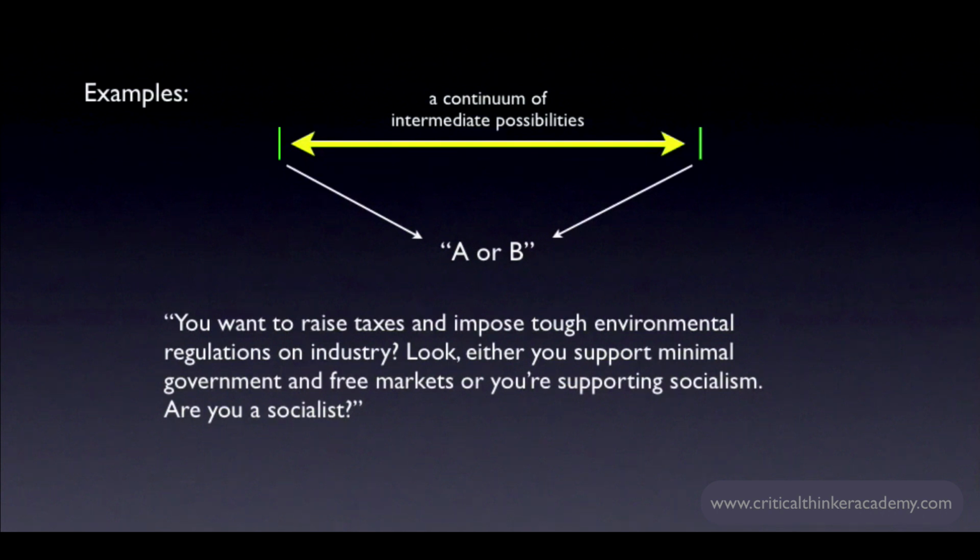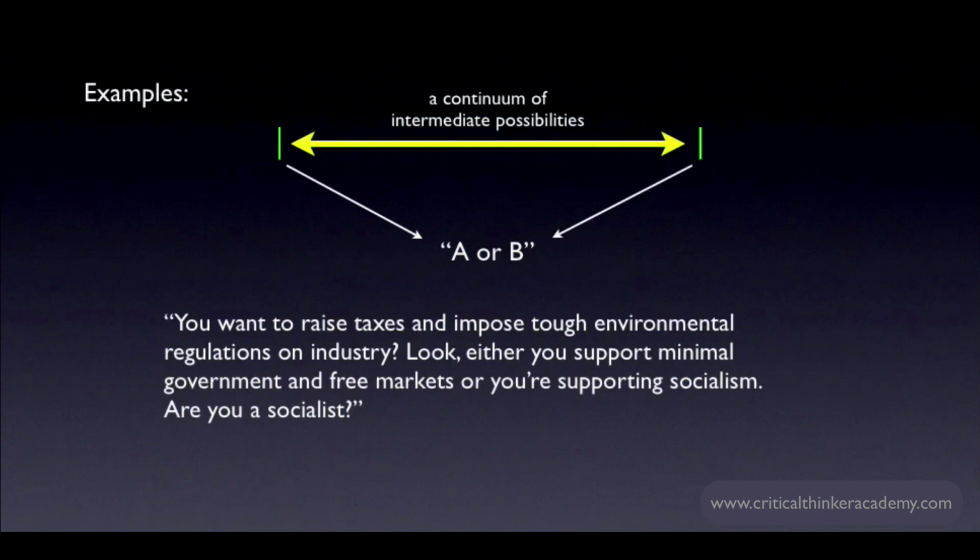For example, when someone says, either you support minimal government and free markets or you're a socialist. They're setting up the dilemma as a choice between libertarianism, which is associated with minimal government, free markets, and minimal state interference in the lives of citizens, and socialism, which is associated with collective ownership, state regulation of the economy, and forced redistribution of wealth from the rich to the poor. This setup ignores the range of intermediate possibilities between these two poles, such as the various forms of classical welfare liberalism that try to strike a balance between libertarianism and socialism.